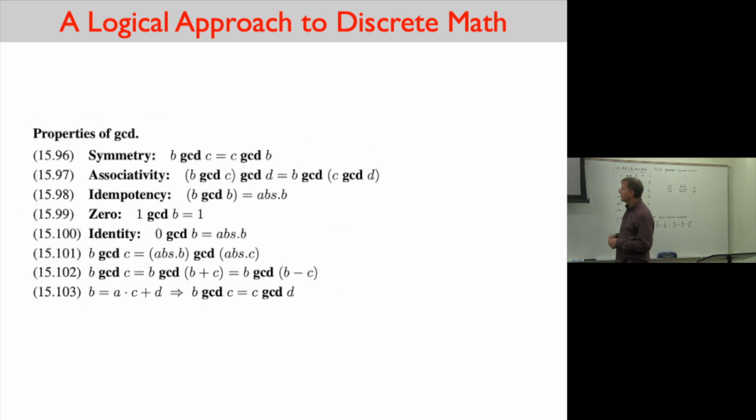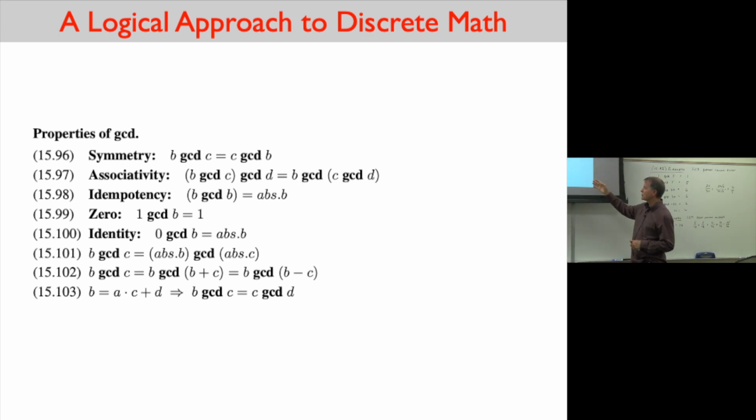And 1597 is associativity. That's interesting, huh? B GCD C. If you do the GCD of that, and then you do that GCD D, that's the same thing as doing C GCD D first, and then doing B GCD that. Okay, so it's associative.